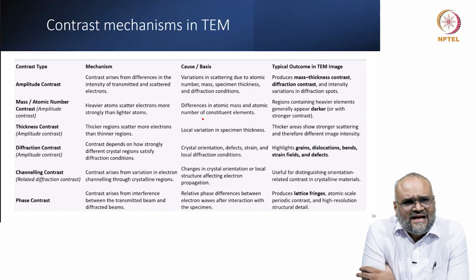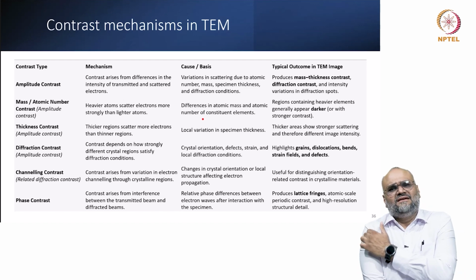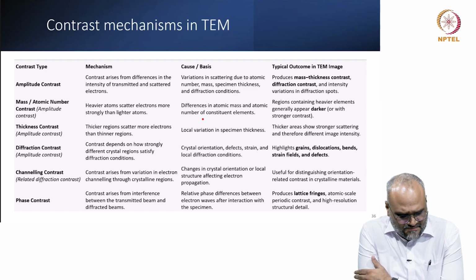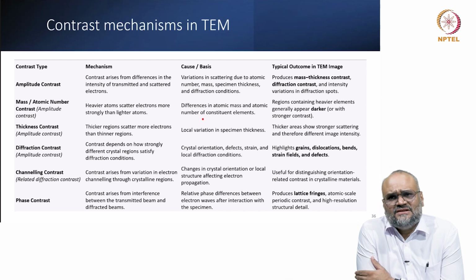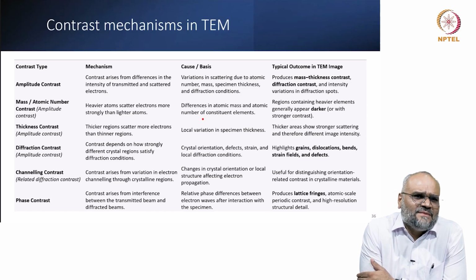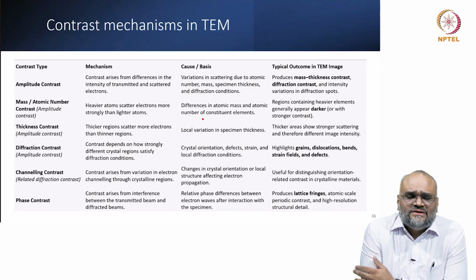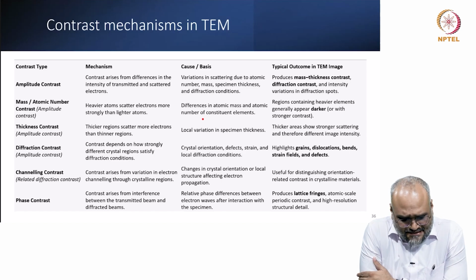Then you have the phase contrast, which arises from interference between the transmitted and the diffracted beams. This is what lays the foundation for the idea of high resolution imaging, where you know that the atomic columns are acting as scattering centers, and the lattice fringes that you obtain, which are periodic, are actually kind of an interference pattern.